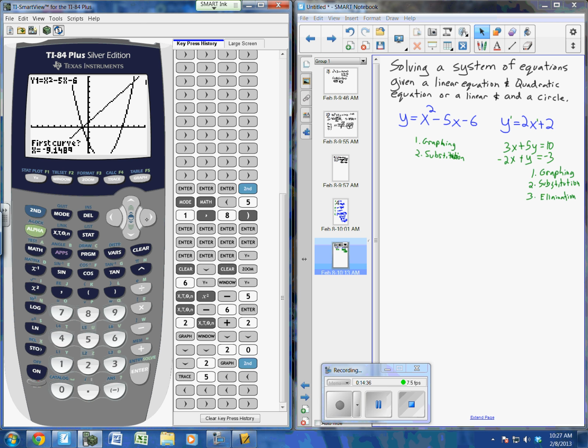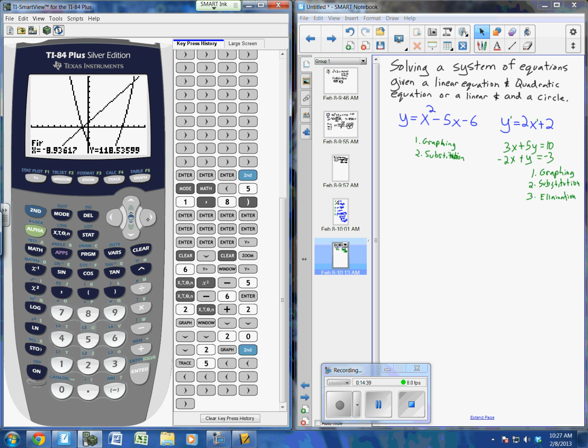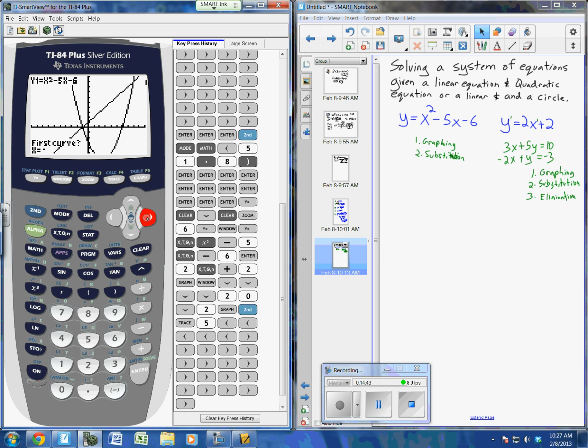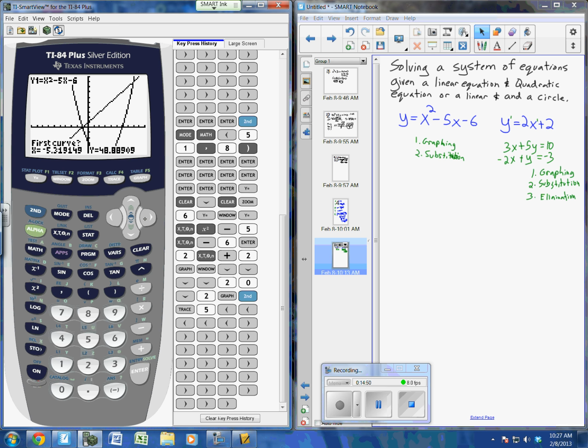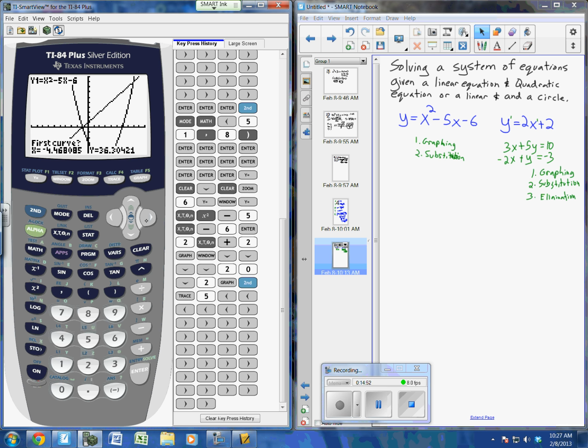I don't know what happened. I hit too many times. For some reason, my calculator freaked out and took it clear over there.